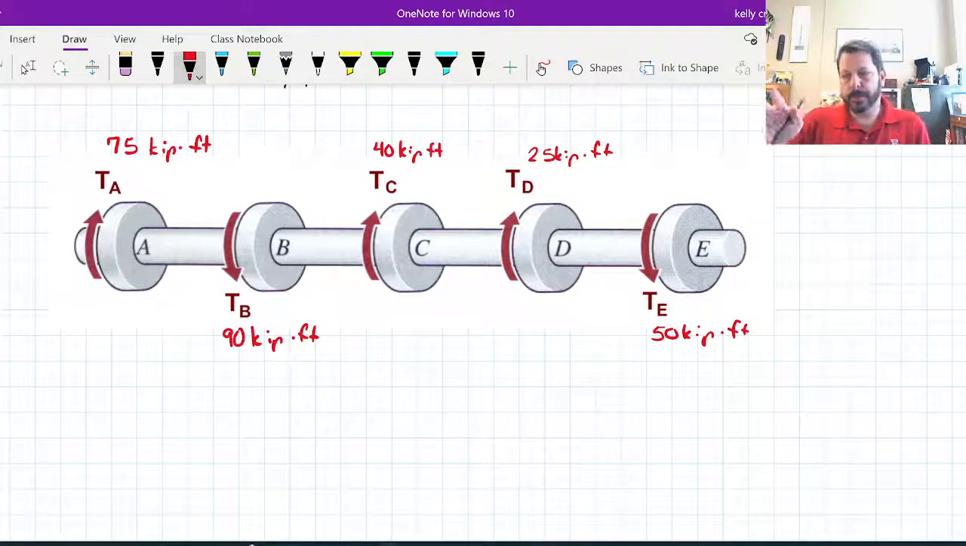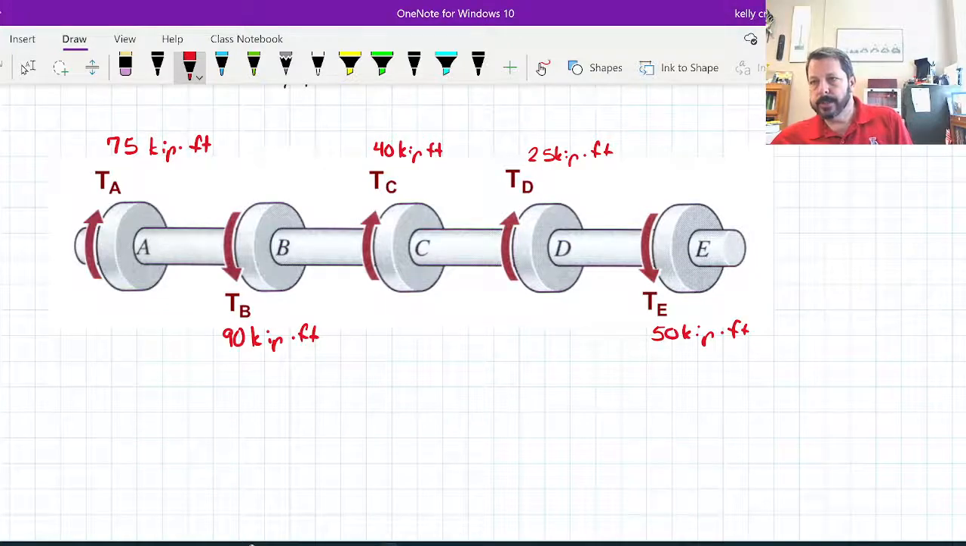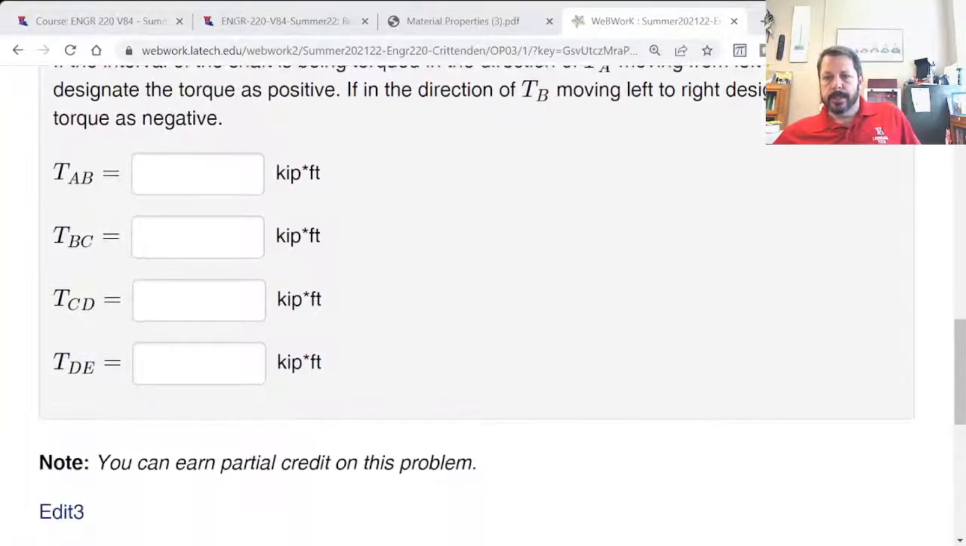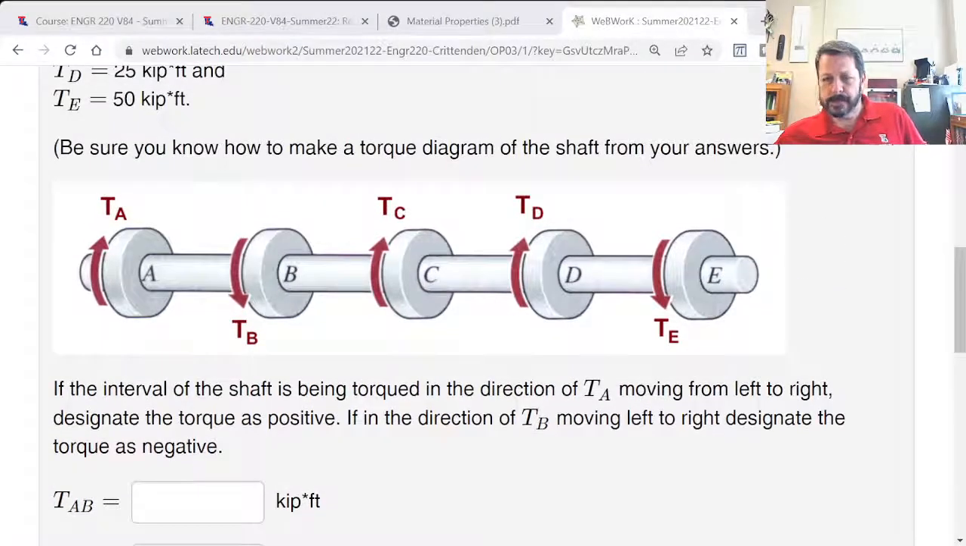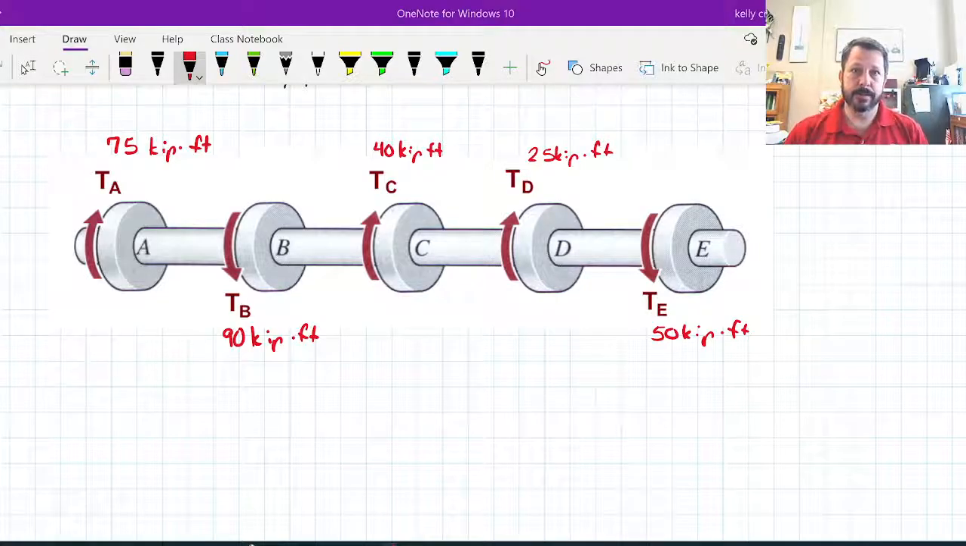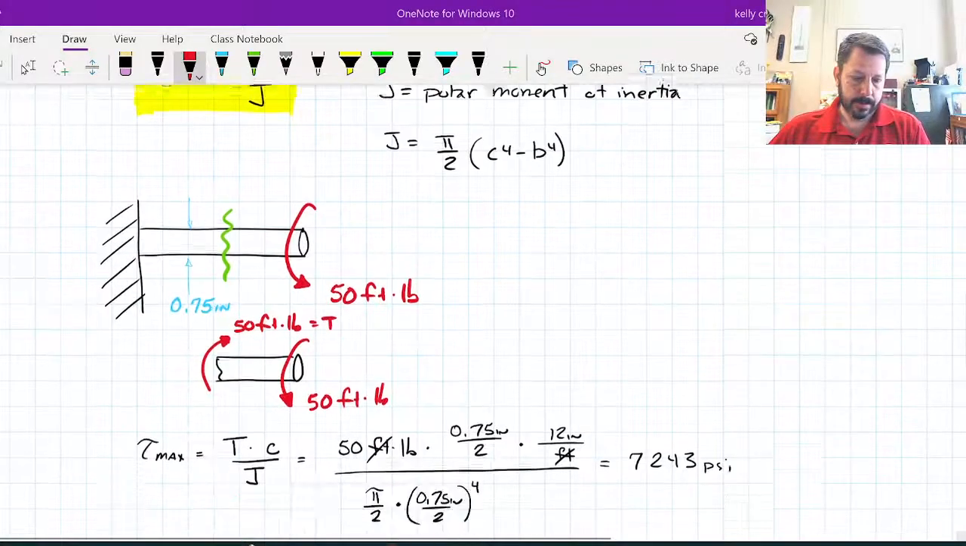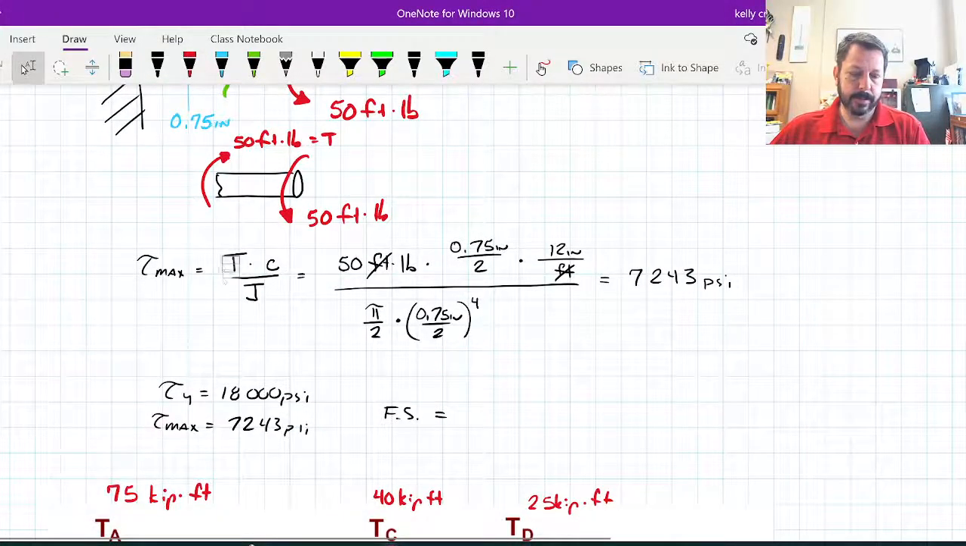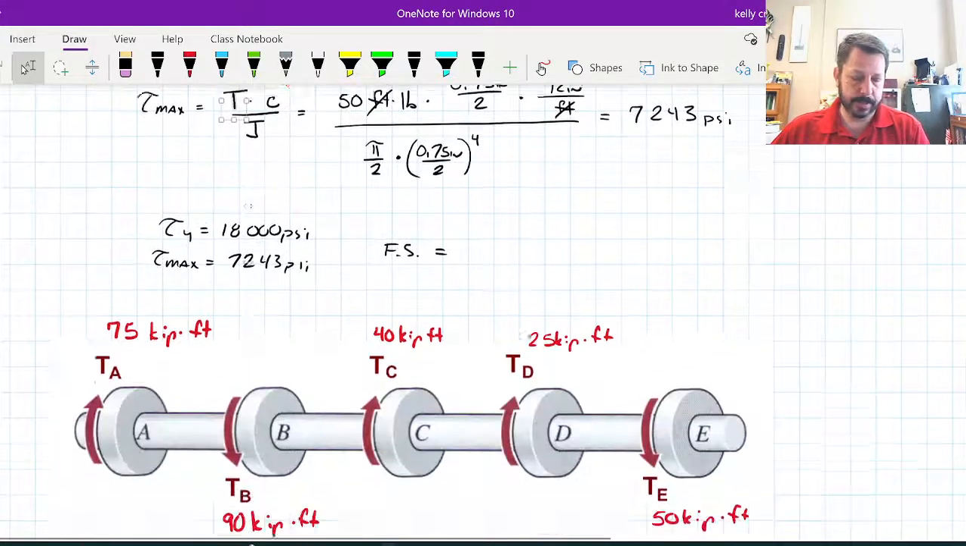And what this problem is asking us to do, we can look at that real quick. It just wants us to find the internal torques in each of these sections. So between point A and B, what's the internal torque there? This is a good one to start out with, because this is the fundamental part of finding out what torque you're even using in this equation right here. This is going to be the T in our torque or shear stress equation.